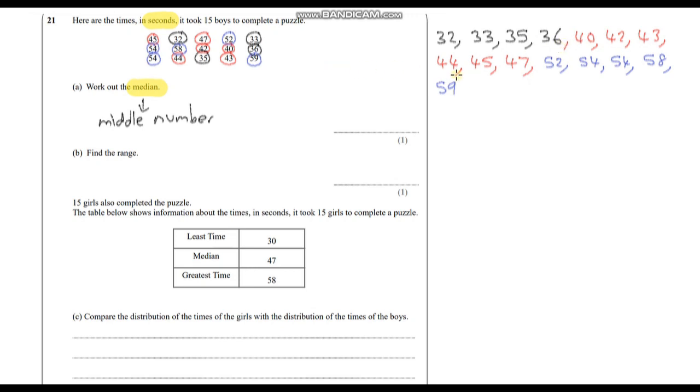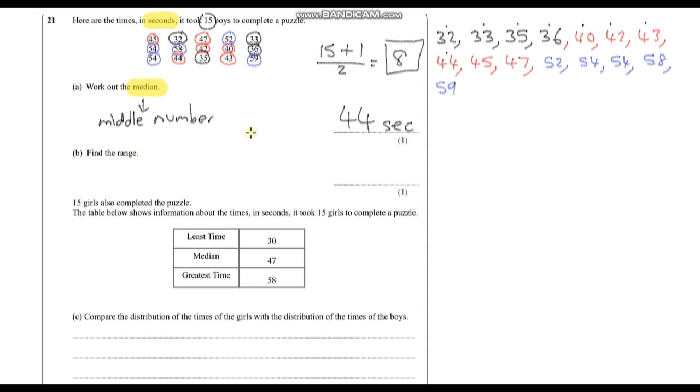And to work out what the middle number is, there's 15 boys. So we can just do 15, we add 1 and then we half it. So 15 plus 1 is 16. Half of 16 is 8. So it's going to be the 8th time, the 8th quickest time. So 1, 2, 3, 4, 5, 6, 7, 8. It's going to be 44. Now we need to write down in seconds, so it's 44 seconds.